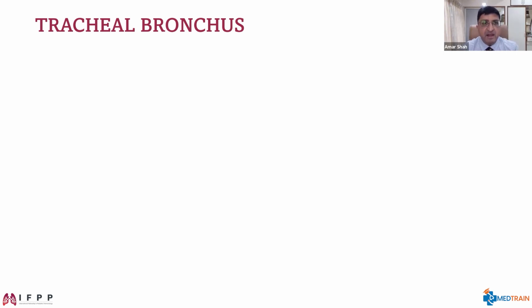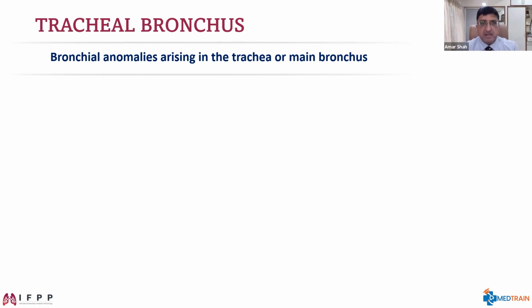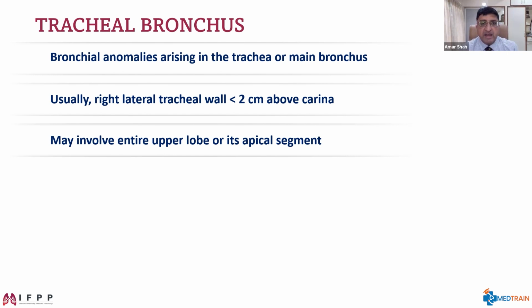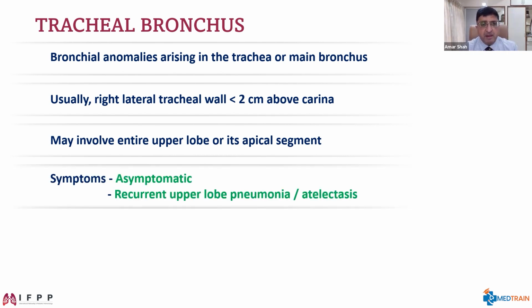This is a relatively rare anomaly. Now the bronchial anomalies arising in the trachea or the mainstem bronchus may cause a tracheal bronchus. It is usually in the right lateral tracheal wall and less than 2 centimeters above the carina. It may involve the entire upper lobe or its apical segment. This may be an asymptomatic problem, or it can cause recurrent upper lobe pneumonia or atelectasis.